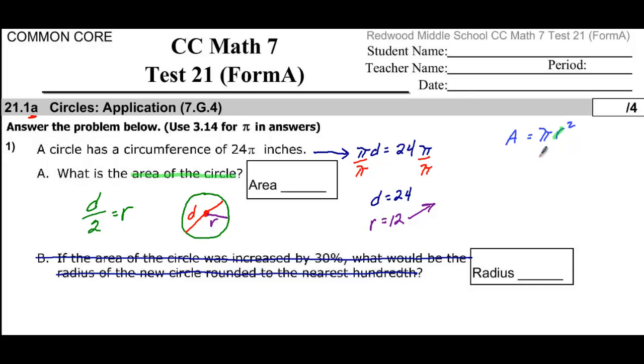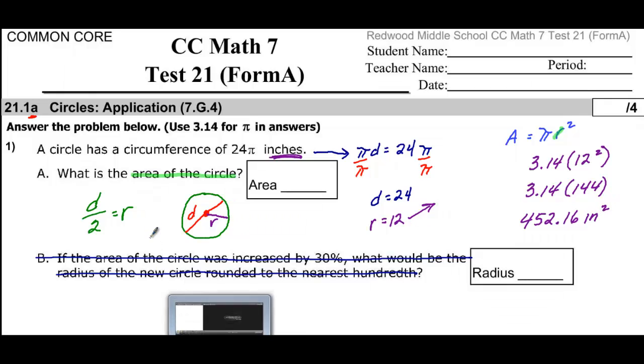up to this problem. So we're going to have 3.14, which is the value of pi, times the radius squared, 12 squared, which is 3.14 times 144, and that is 452.16, and since this was inches, this will be squared inches. So those are the steps for finding the area of a circle if you're given its circumference.